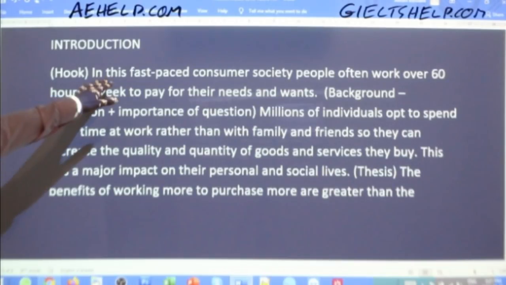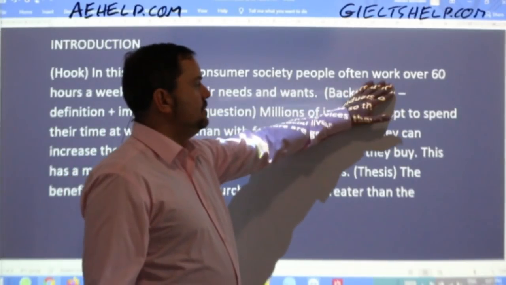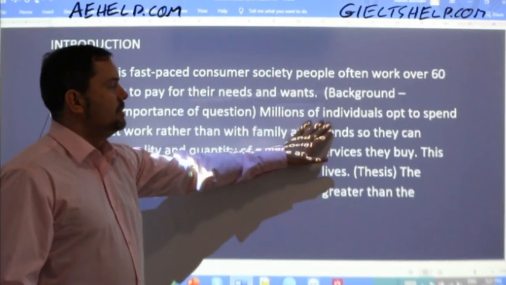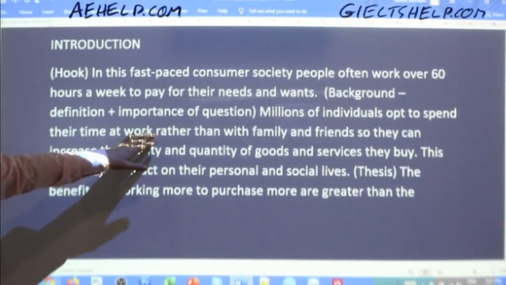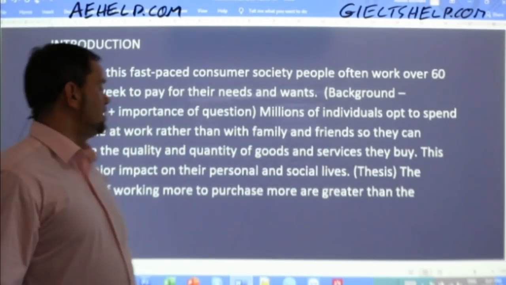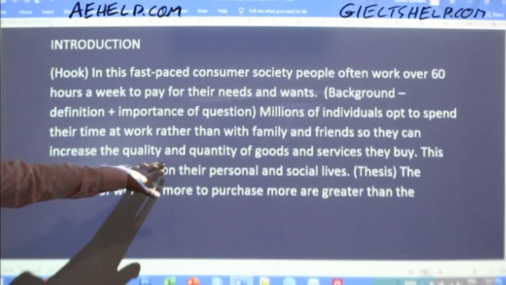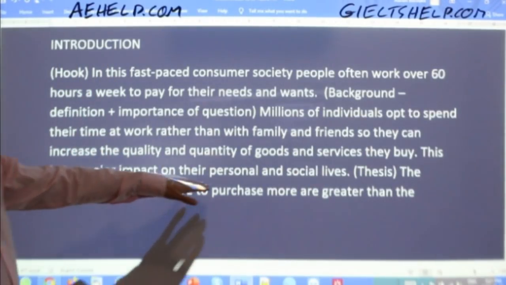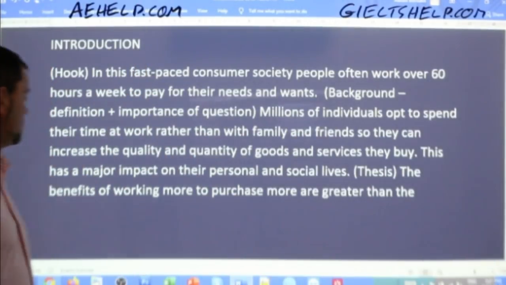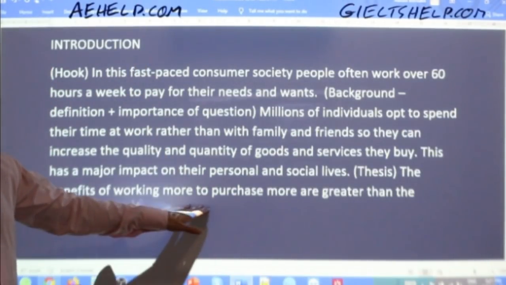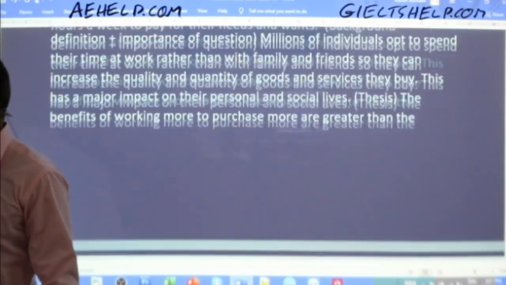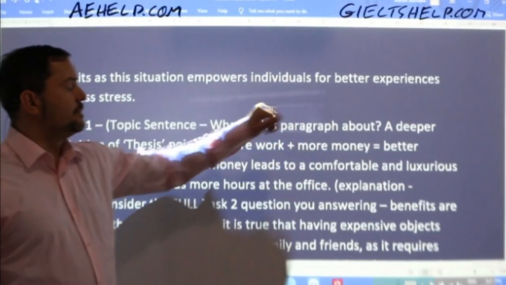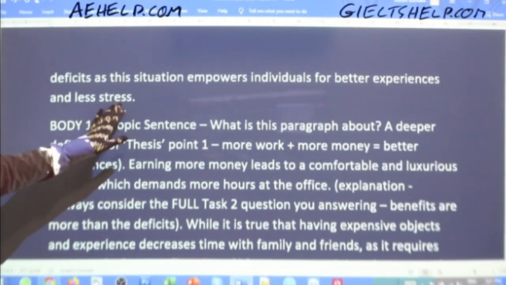Let's read. In this fast-paced consumer society, people often work over 60 hours a week to pay for their needs and wants. Millions of individuals opt to spend their time at work rather than with family and friends so they can increase the quality and quantity of goods and services they buy. This has a major impact on their personal and social lives. The benefits of working more to purchase more are greater than the deficits, as this situation empowers individuals for better experiences and less stress.